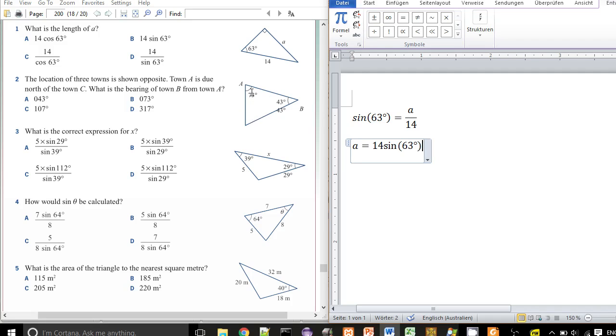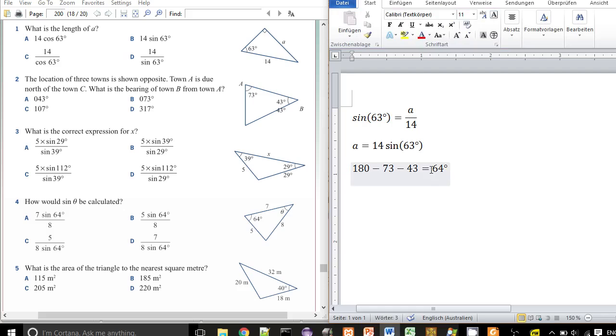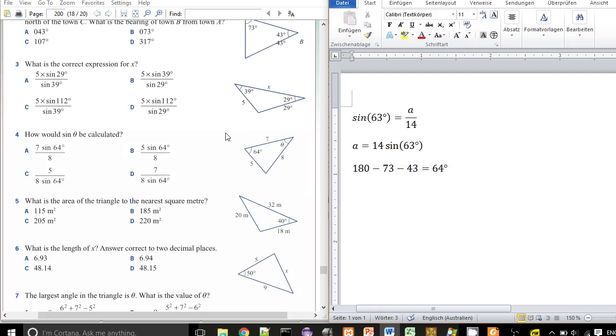So these three angles add to 180. All we need to do is 180, take away 73, take away 43. Or you can add these two and take it away. It doesn't matter what order. Okay, so 107, take away 43, 64, I think. Okay, let me double check. I like double checking. 116, to be confident. That looks right. Next one.